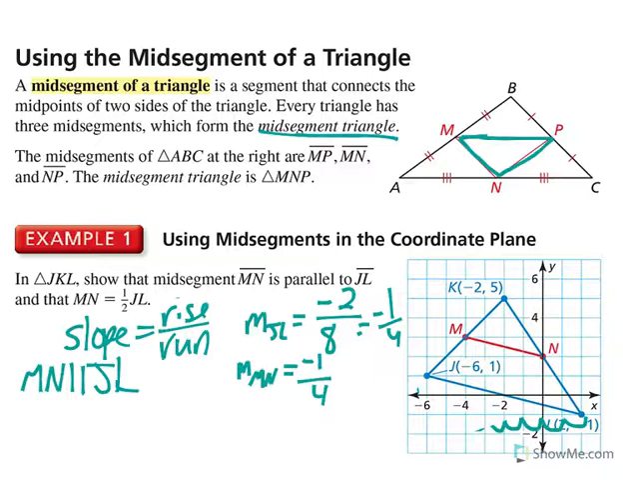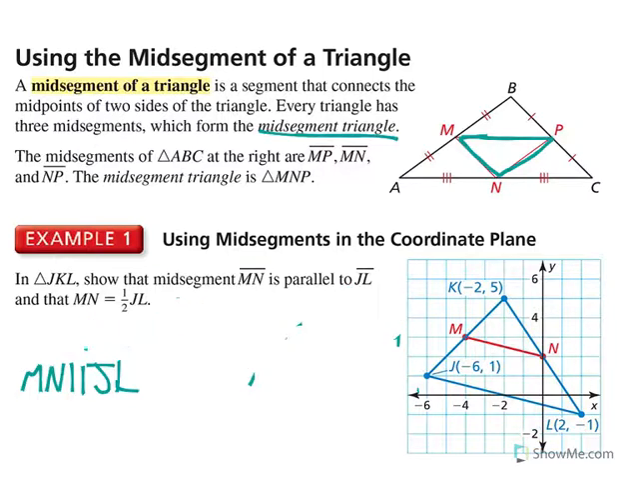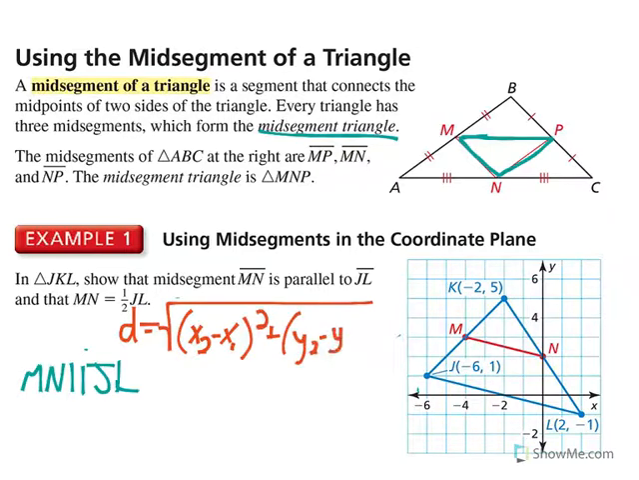So I'm going to erase this stuff. And now the second part, it wants us to show that MN is half of JL. Okay, well, in order to know if it's half of it or not, we need to know how long it is and how long each of those segments is in order to compare them. So to find the length of a segment in a coordinate plane, that's when we use our distance formula. Okay, so the distance formula is D equals the square root of x2 minus x1 squared plus y2 minus y1 squared. So we're going to plug it in.